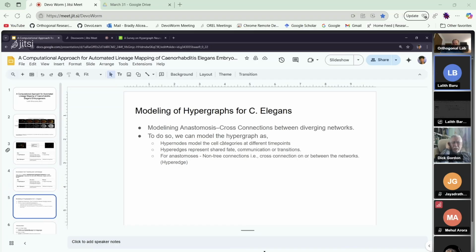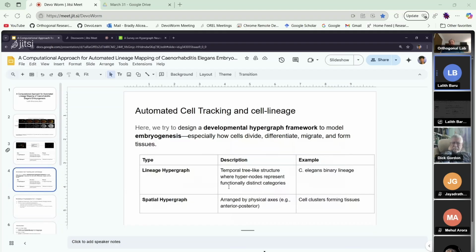And the hyperedges we can model as an anastomosis, because a hyperedge does not have to be certain 3 nodes or 4 nodes. It can have any bunch of hypernodes forming a hyperedge, and during that it can bring some cross connections. I am still figuring out how to pipeline both into the same one. But my idea is first to build a lineage hypergraph tree, where it models the information, and a spatial hypergraph tree too.